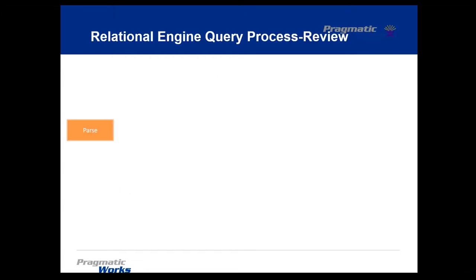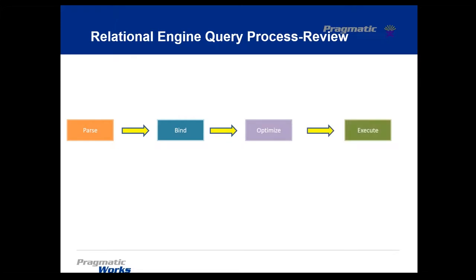So first up, as a bit of a review, in the relational query engine process, when a query enters into SQL Server, we go through a couple steps. The first one is we parse, then we bind, we optimize, and finally we execute. When we look at what changed within the query optimizer, we're looking at optimization right here. This is where the cardinality estimator changes actually came into effect for us.